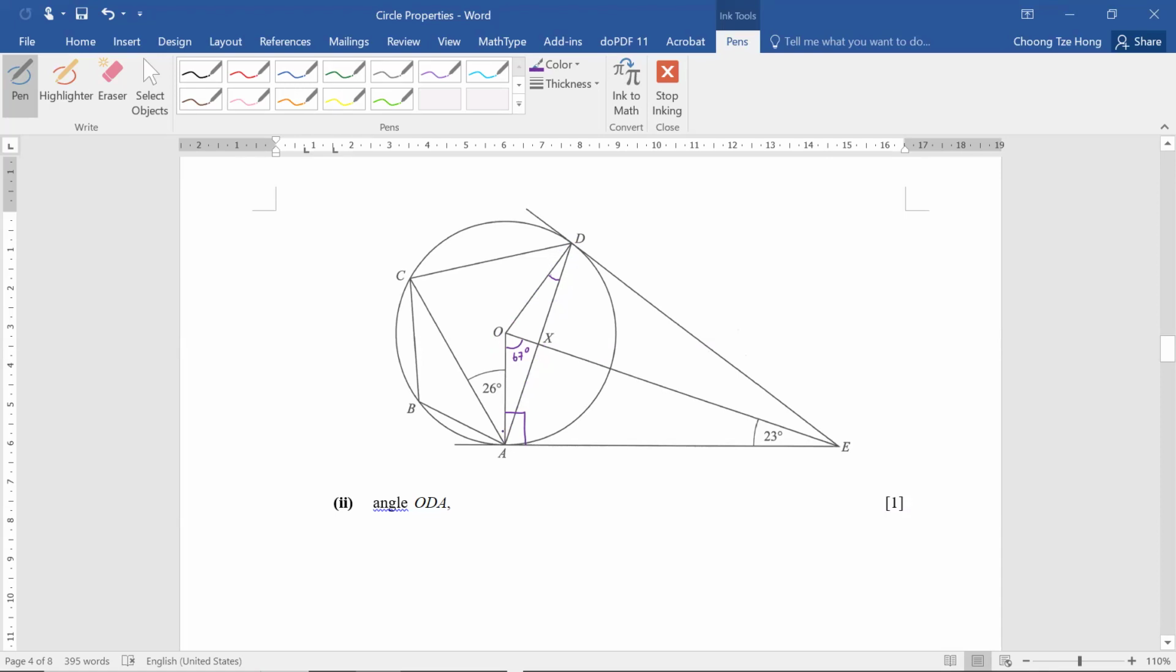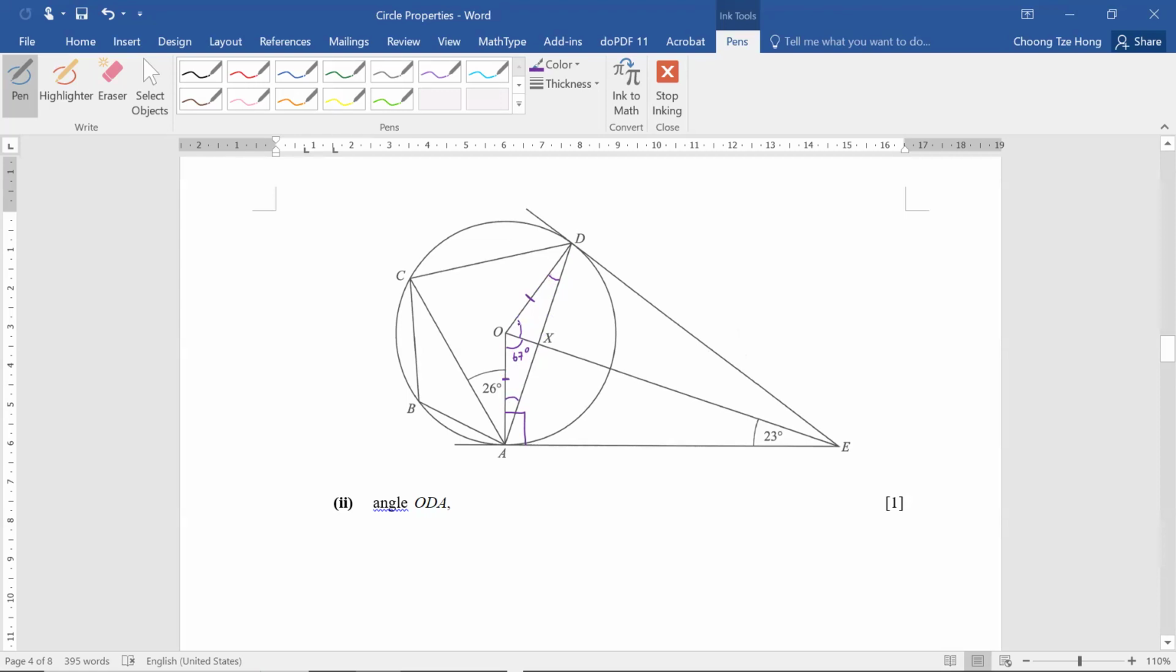Do you realize that ODA is a special triangle? What type of triangle is it? If you guess isosceles triangle, then you're right, because whenever you have two radii, OD and OA, you should be quick to pick up that this triangle is going to be isosceles, because the two radii are definitely the same length. So if a triangle has two sides of the same length, then it's isosceles. It means that angle ODA and angle OAD are the same.